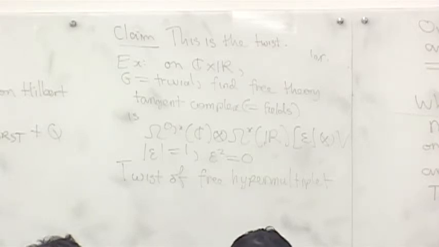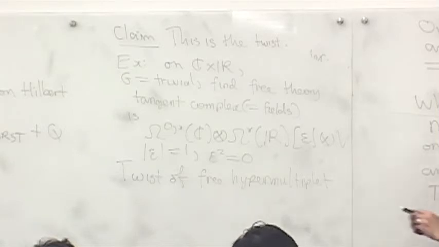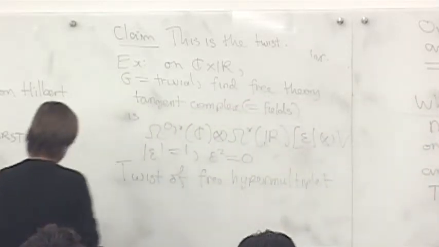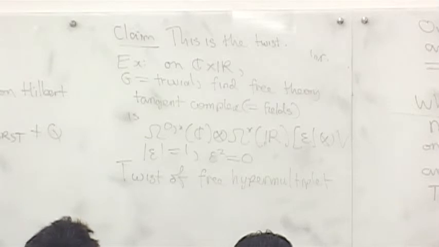Yeah? So one way to describe twists is to describe a non-trivial map from the Poincare group into the R-symmetry group. Yes. So is there a description of this twist in those terms? There is. I might have trouble remembering what it is.